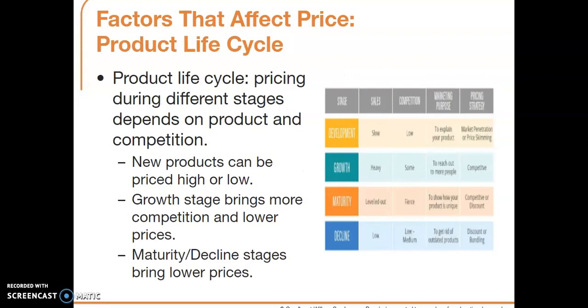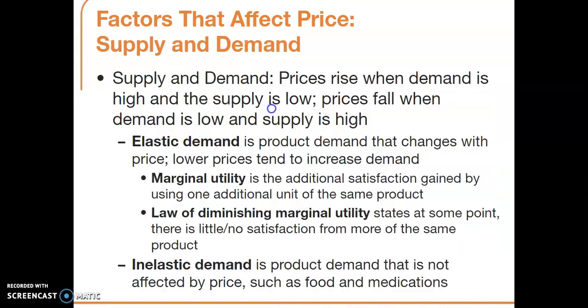The product life cycle also has a big impact on prices, and we talked about this in chapter 15 when we talked about the product life cycle. But new products can be priced high or low, but typically they're going to be higher to recoup costs. Growth stage is going to bring more competition and lower the prices, and then maturity and decline is going to make everything kind of bottom out.